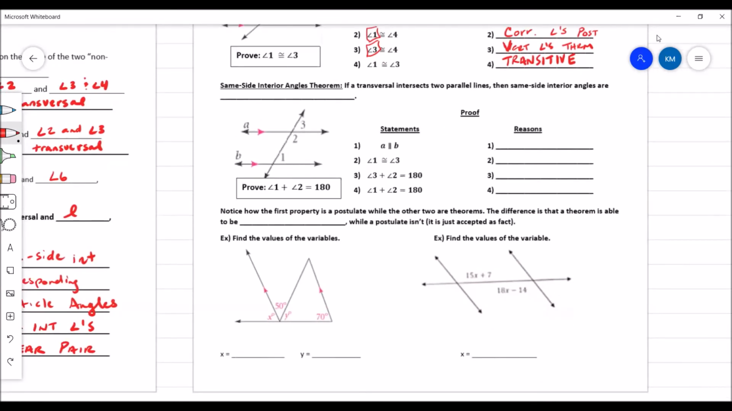Let's see. Same side interior angles theorem says if the transversal intersects two parallel lines, then same side interior angles are, switching it up on you, supplementary. Remember, that means adds up to 180. So here, again, we're given that A is parallel to B by those arrows on our lines. Then we have 1 is congruent to 3, and that is because these are corresponding angles. That's the corresponding angles postulate.